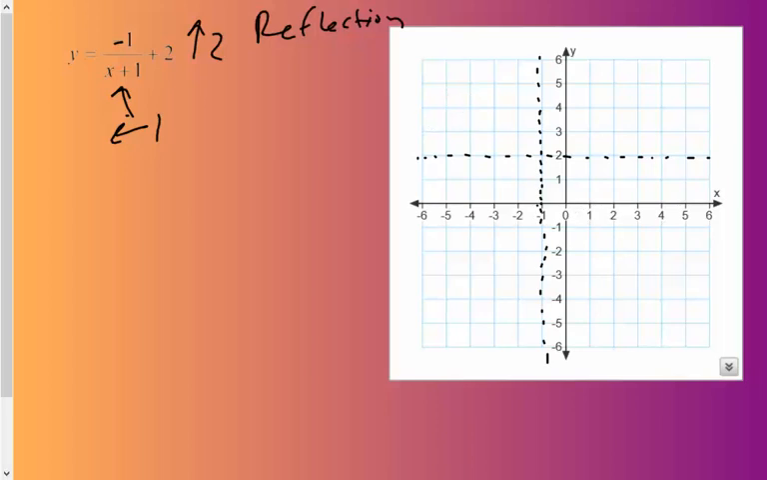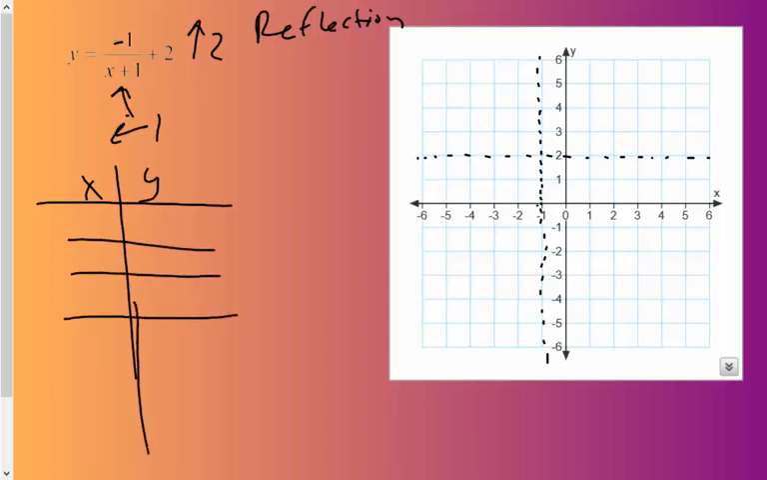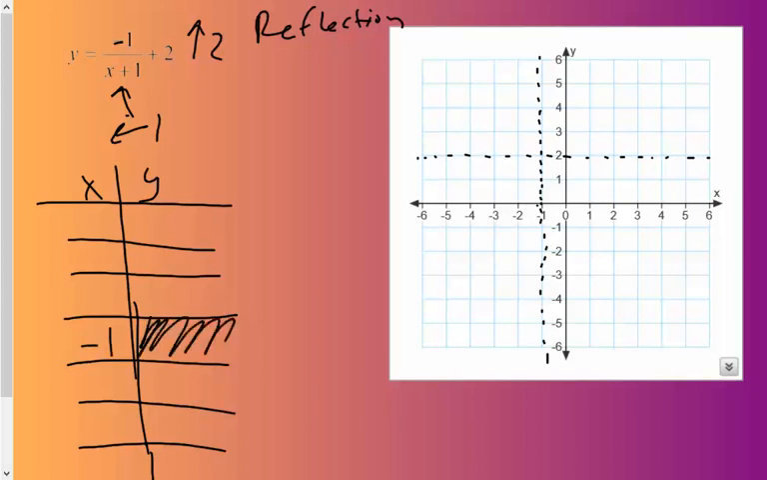because of that reflection. Okay, so when I'm making my table of values, x, y, I'm going to start with -1 right here because x cannot be equal to -1. And then I'm going to go -0.5, 0 and 1, -1.5, -2, and -3.